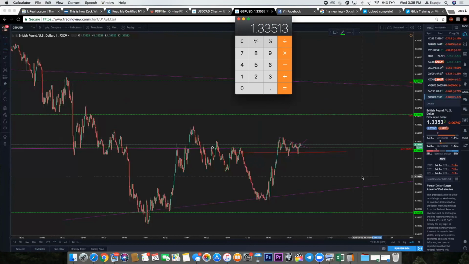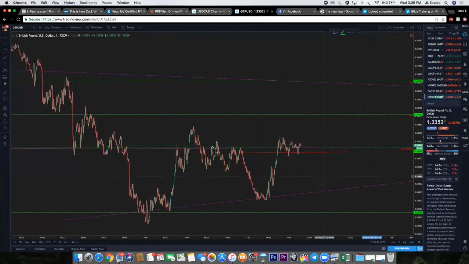1.3351 minus 0.0015 equals 1.3336. There we go. I'll just type it in here. 1.3336. Let's go with 3. So this is my stop loss, right?